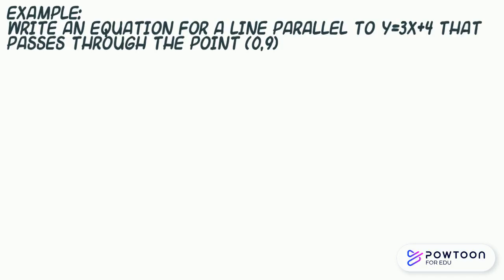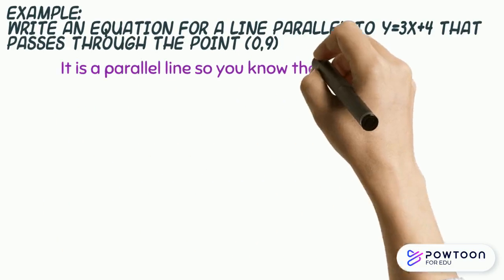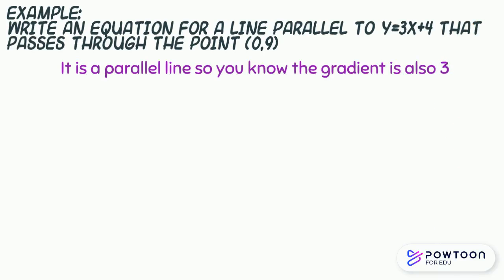All right, on this slide, we are looking at finding an equation for a line that's parallel to y equals 3x plus 4 that also passes through the point (0, 9). So we're told that we're looking for a parallel one, which means our gradient is going to be the same, so it's 3. So far we're at y equals 3x plus c.